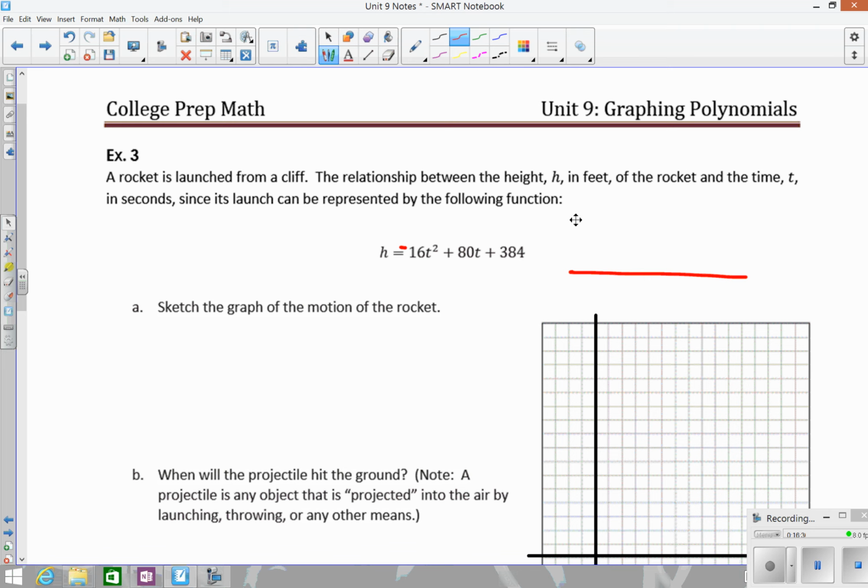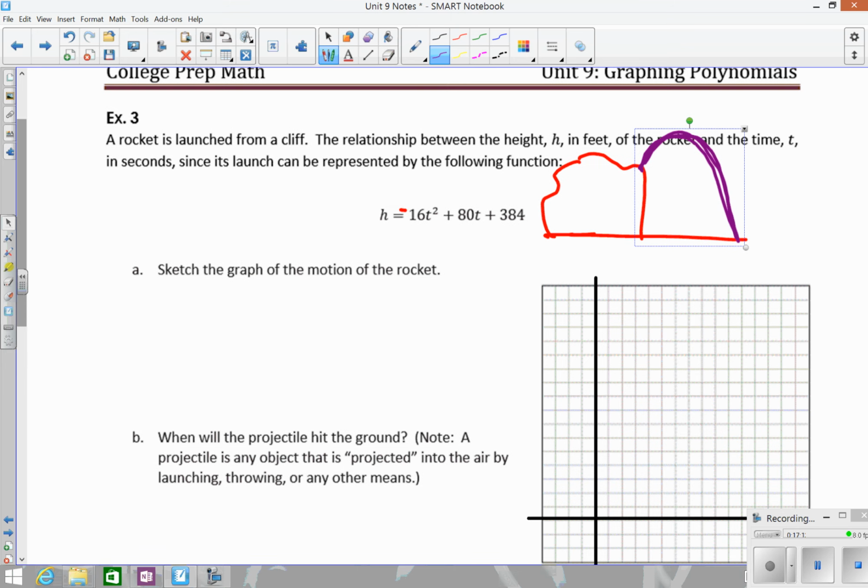So we have some cliff, and we have this rocket that's launched from the cliff. So we have a rocket that's getting launched, so it's going to go up, and then eventually it's going to come back down. So this picture here, we can use a quadratic equation to model that, which is this equation here. And we're going to actually be a little more accurate and find the specific points so that we can answer some questions. So the height is in feet and the time is in seconds. We want to first sketch a more accurate picture, and then we're going to answer these questions.